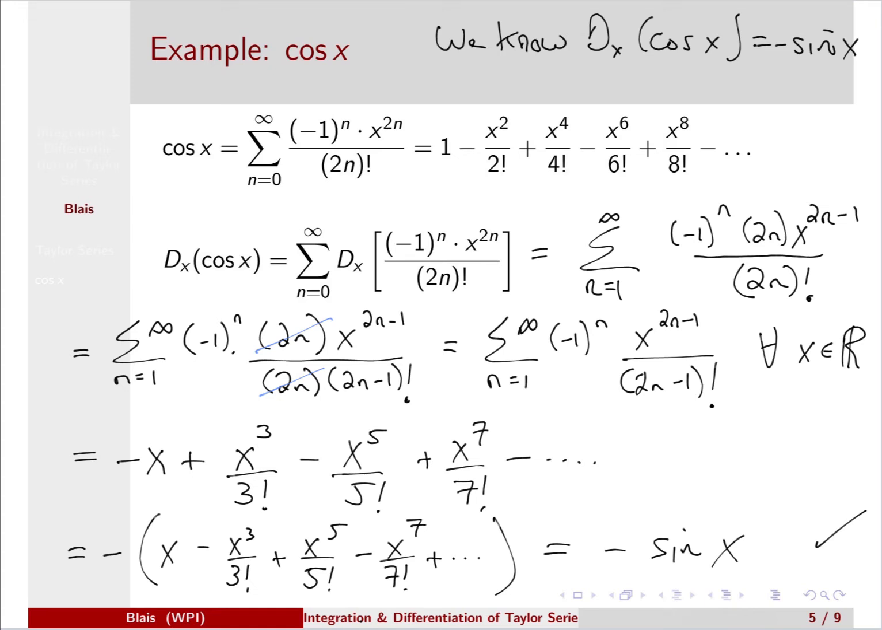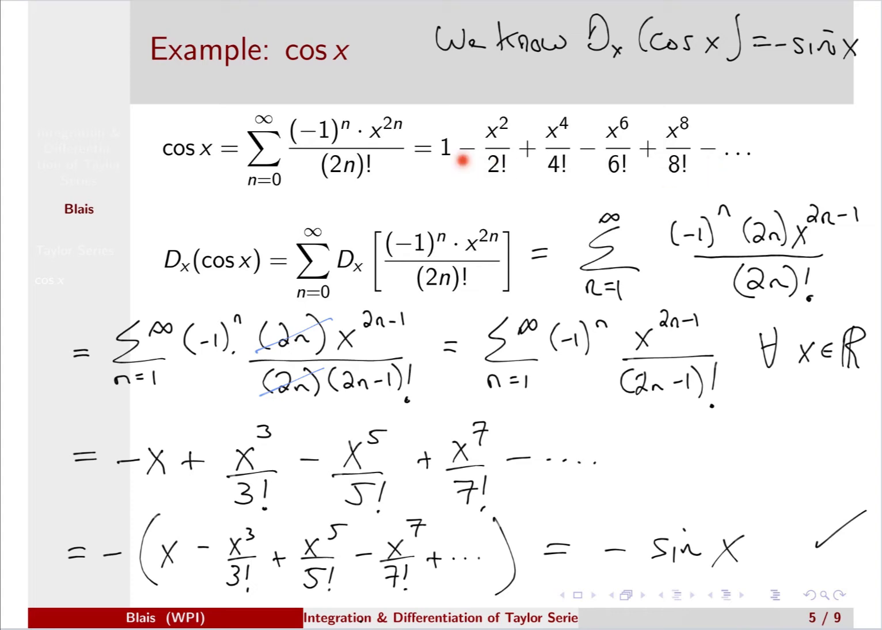Now also note that there are different ways you can do this problem. We started with the general formula for the summand and differentiated it in terms of n. And then that gave us this new Taylor series for minus sine of x. You can also write out the first several terms, differentiate them term by term.